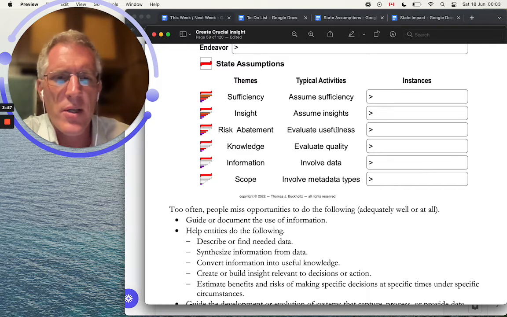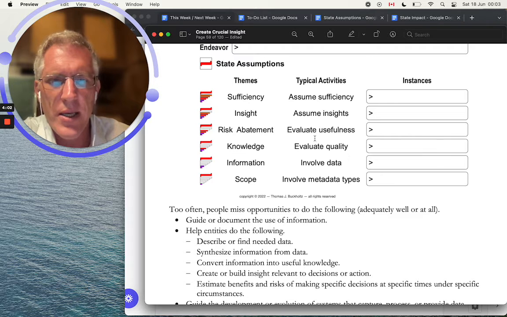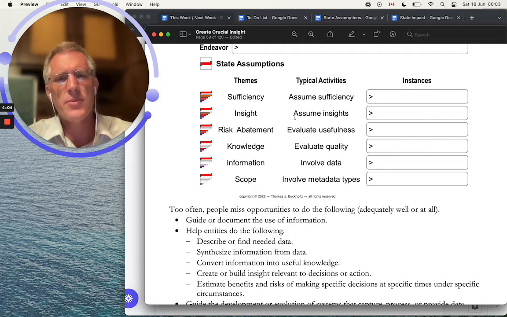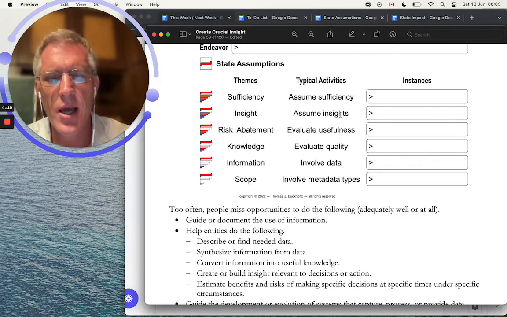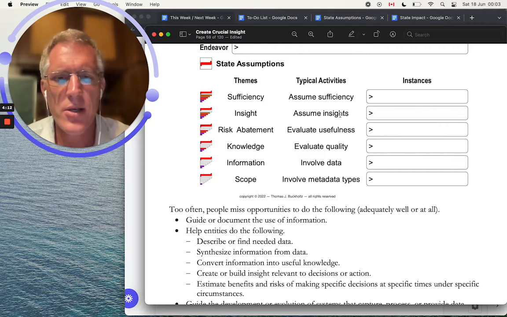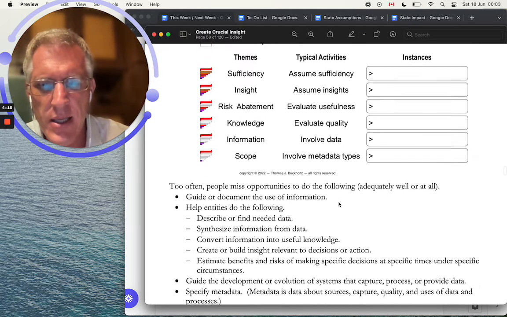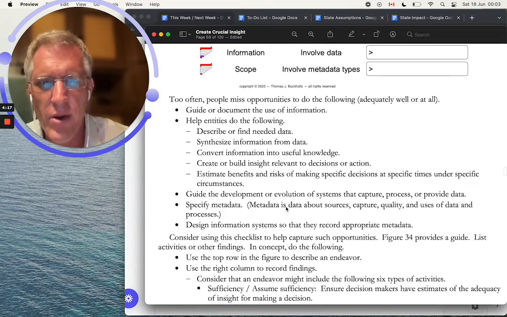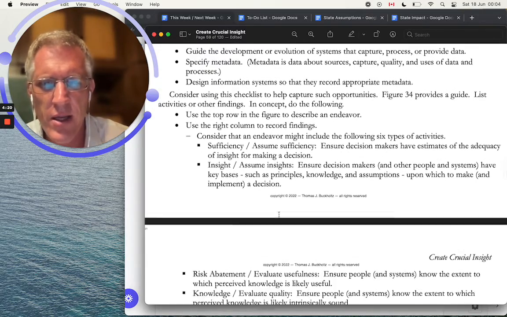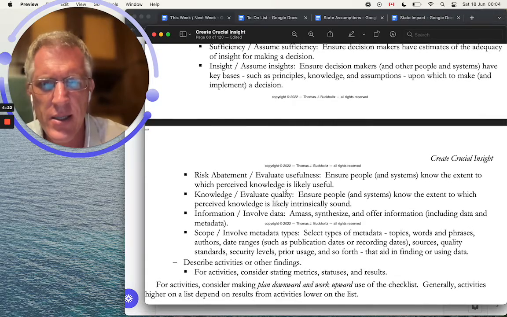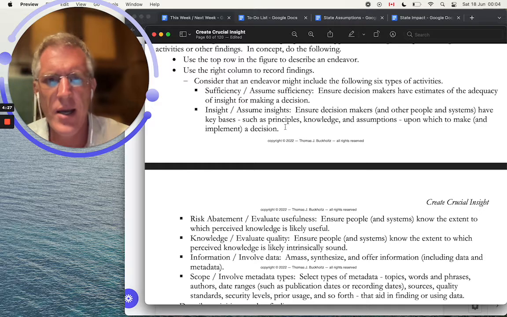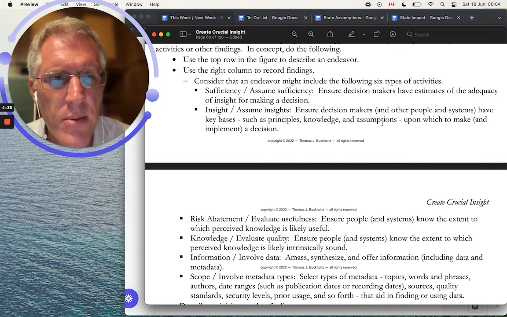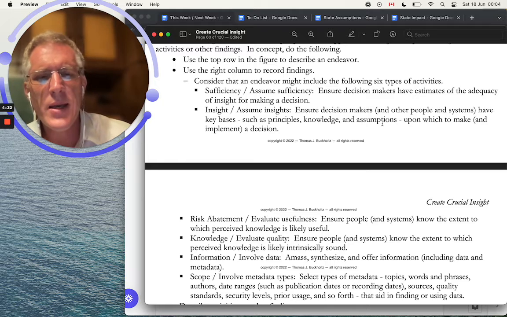Anyways, you have to look at the usefulness and quality of the knowledge and information and the data that you are putting together. And then eventually you have to go up to this insight. What kind of insight can you get from the knowledge and the data, from the information? But how do we actually get insight from knowledge? I'm still looking at where I can find this concept. Ensure decision makers have key bases, such as principles, knowledge, and assumptions. All right, so we're talking about making decisions.